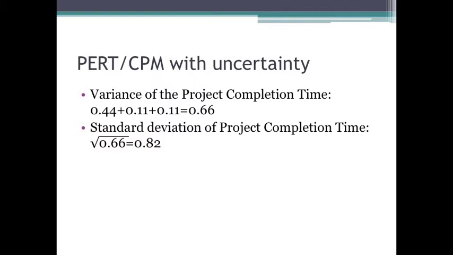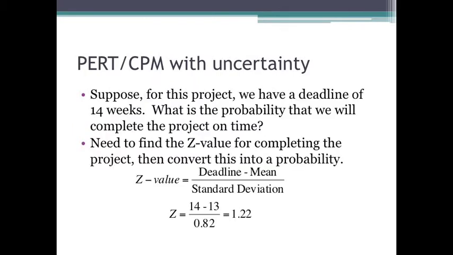And we know a lot about normal curves. And we're going to use that to proper effect in the next couple of minutes. See, in a lot of cases, what we're really concerned about is, can we get this project done on time? Usually there's some sort of deadline we have to meet. Well, suppose in this case we have a deadline of 14 weeks. How can we find the probability that we're going to complete the project on time?